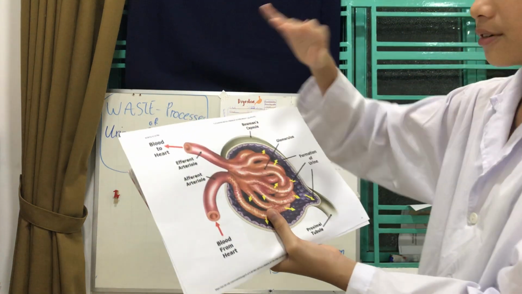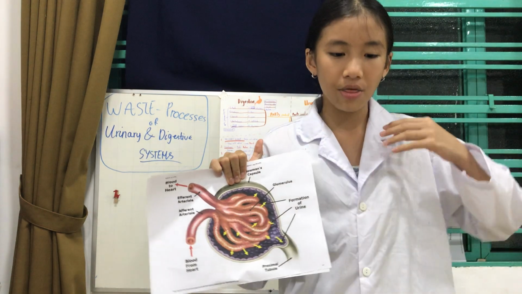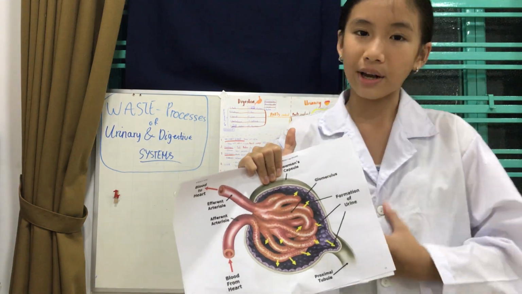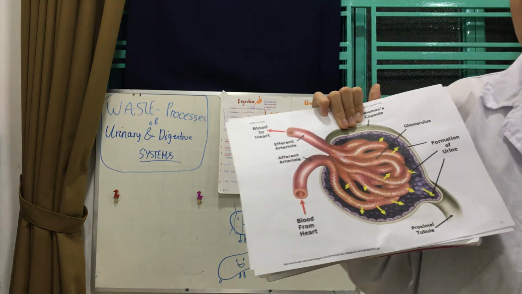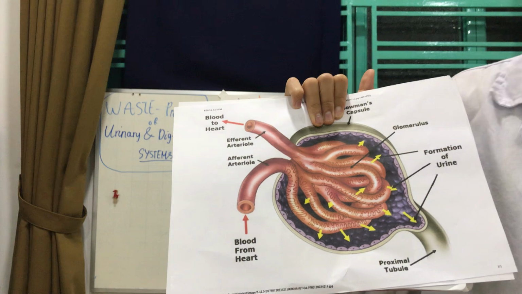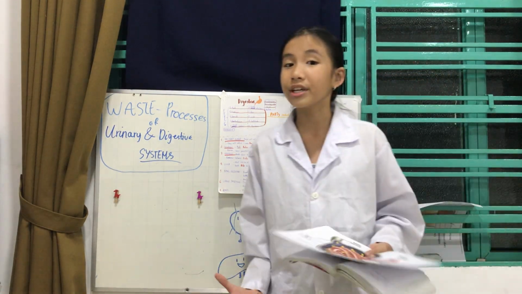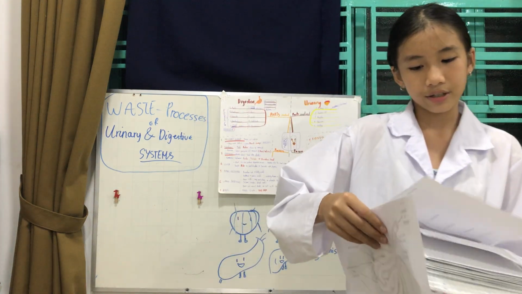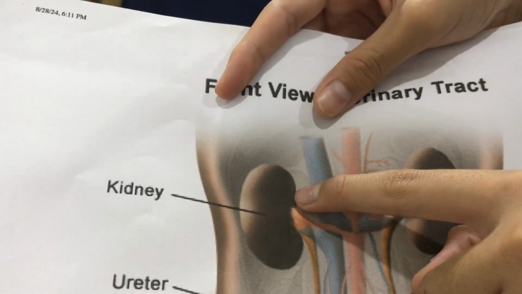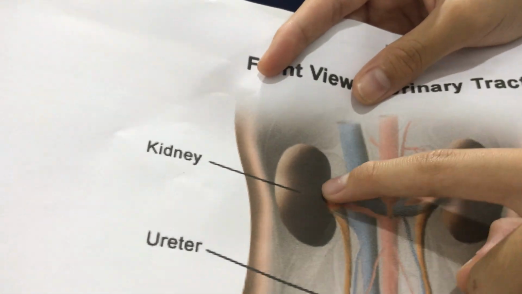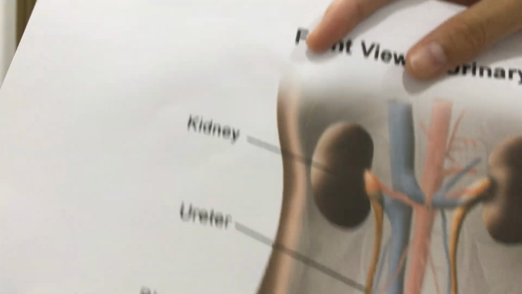Then, with the formation of urine, which is the waste from the blood, it will come out to a different tube called the tubule, and that tubule will be a part of the ureters. Now, here are the ureters. As you can see, here's the beginning part of the tubule, and it's also called the ureters. Its main name is the ureters.